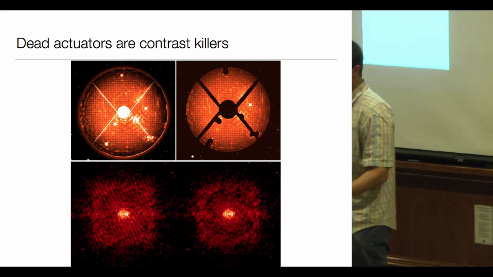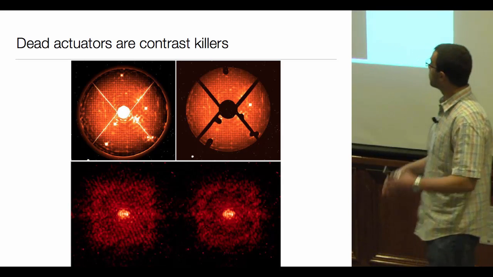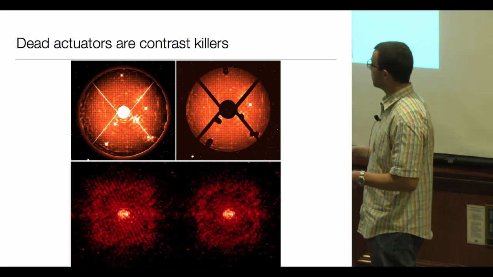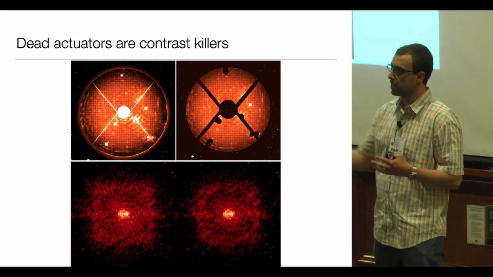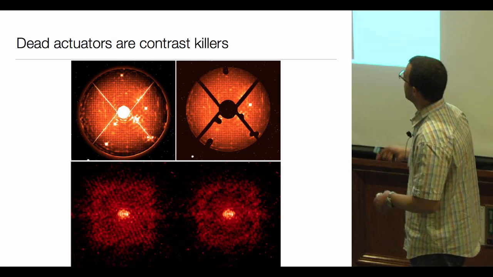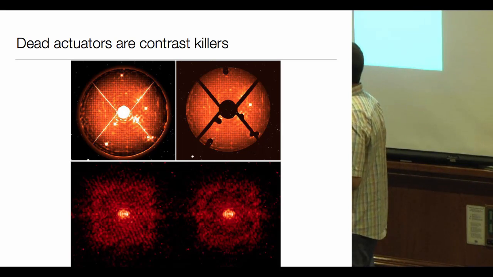The problem for high contrast imaging is that we have these DMs on steroids, several thousands of actuators. When you have so many actuators, the probability of having a few failing is pretty high. And that's a huge issue for high contrast imaging.